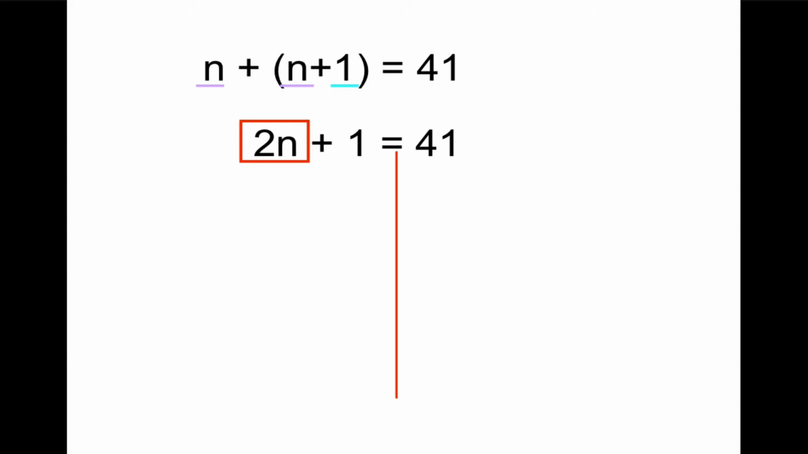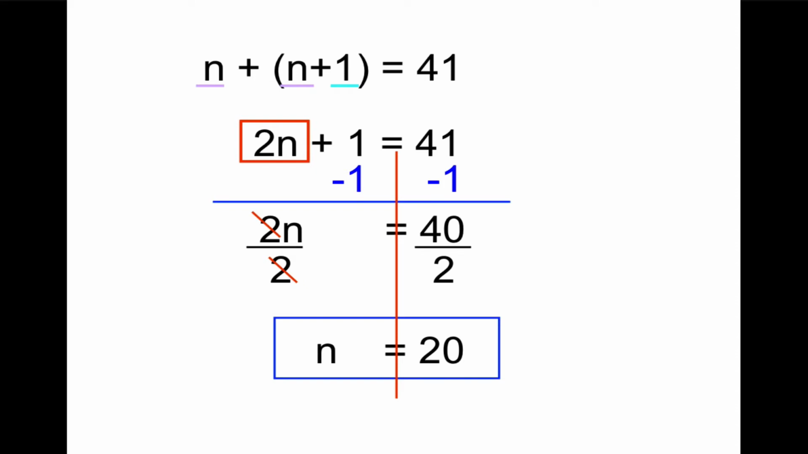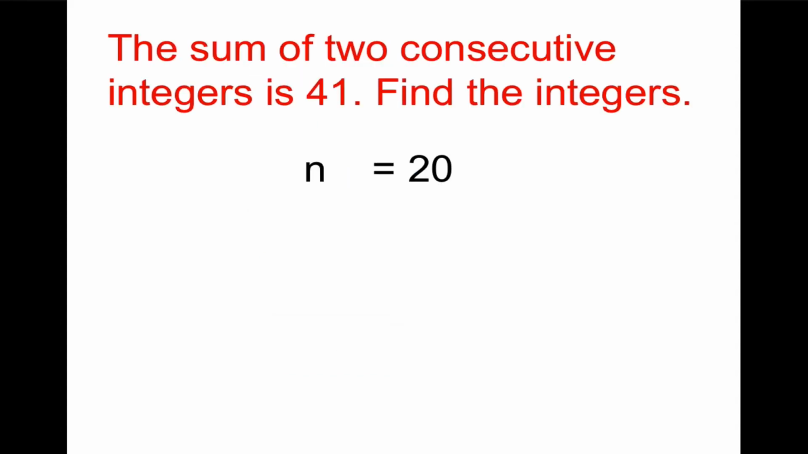Okay, so step 1, add or subtract. We'll subtract 1 from each side, and we get that 2n equals 40. Step 2, multiply or divide. Let's divide by 2, and we get that 2 cancels 2, and we have n equals 20. Is that the answer to the problem? Partially. Let's go back to the question.